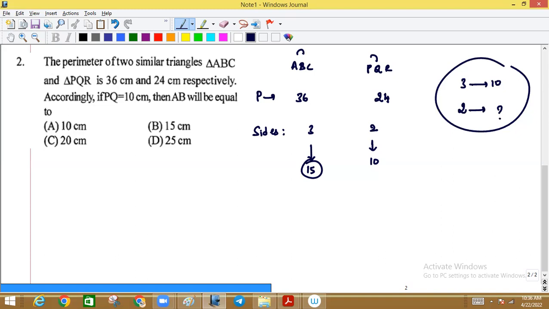These two parts is becoming 10. When I say two parts is 10 means three parts is 15. Sides should be in the ratio 3:2. That's what it is. Copy that.